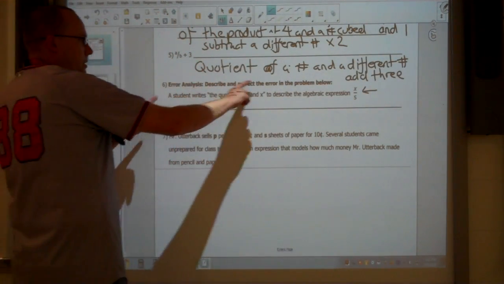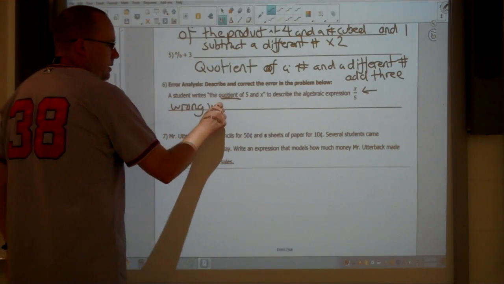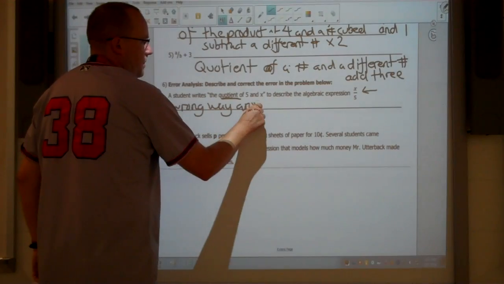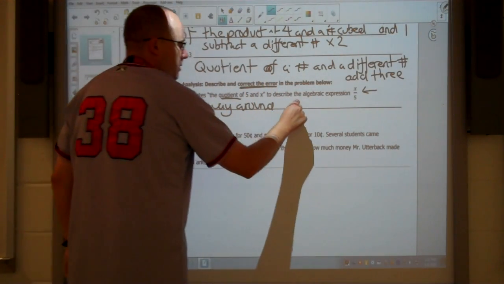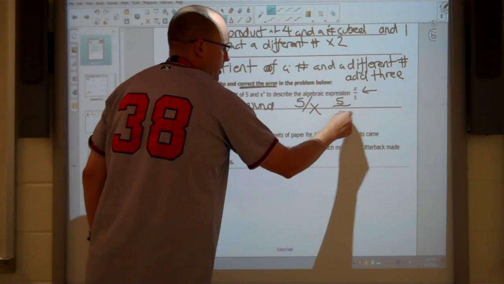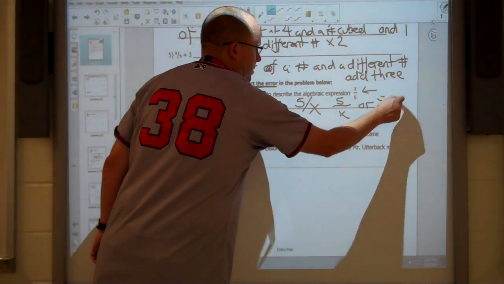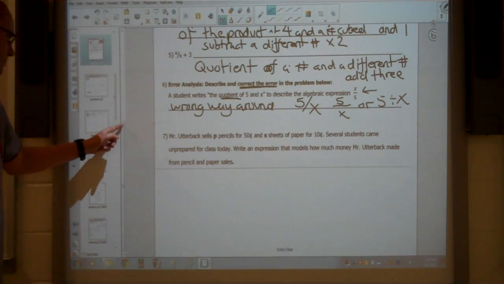So we need to describe what happens, so we could say that they're the wrong way around. But it also asks you to correct the error as well. So make sure that you put that it should be 5 over x, like that, or you could put it like that, but I think those two are the better ones to write it as a fraction.